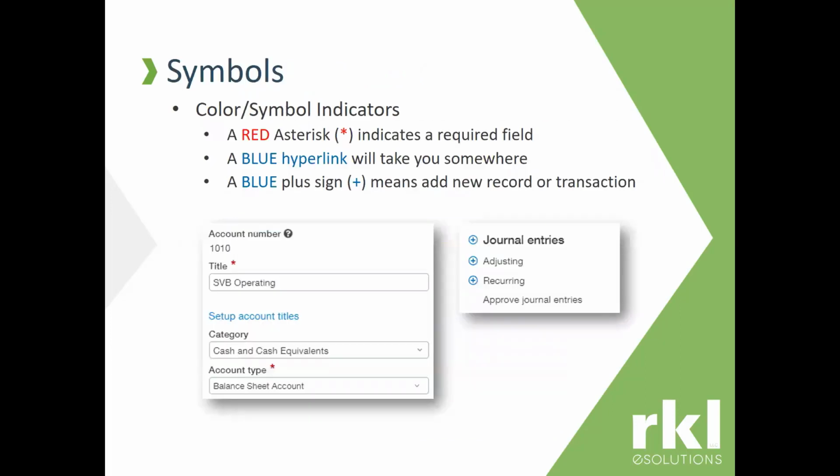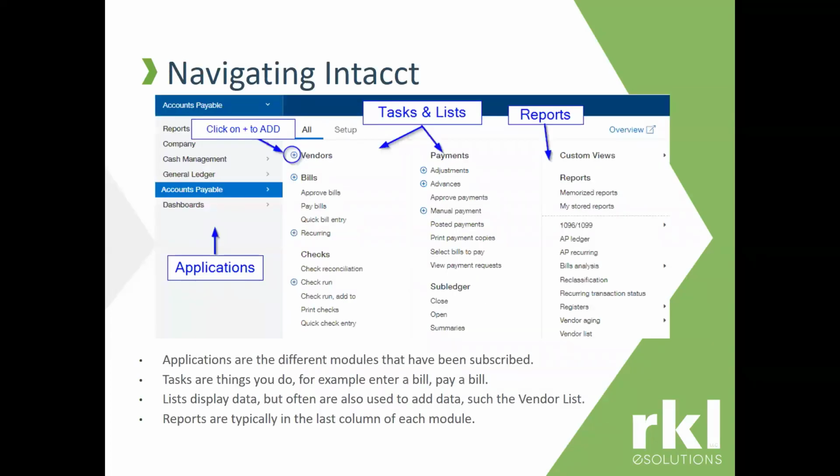Symbols within Intacct: a red asterisk means it's a required field, and a blue hyperlink means it's going to take you somewhere. So it might take you to a drill down of what you're clicking on, or it might take you to an edit screen. The blue plus sign means you're going to add a new record or transaction. You'll see those blue plus signs on your main menu. When you click on it, it is to add a new vendor or add a new bill. It does not expand into folders. So just remember, the plus sign means add.